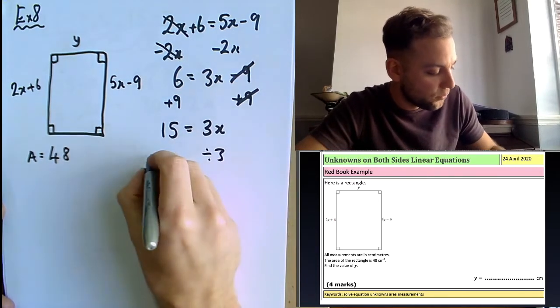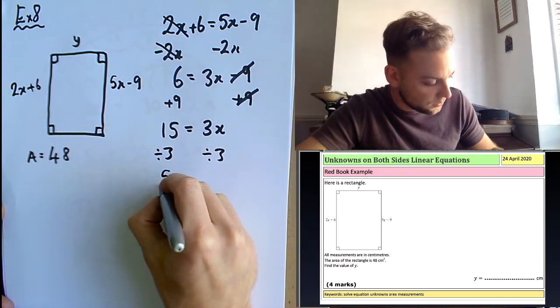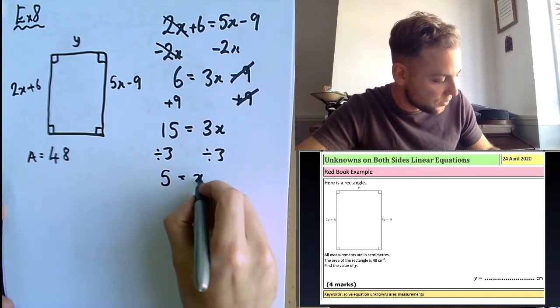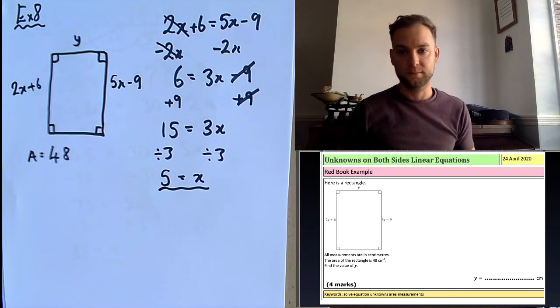My last little stage here is, remember, I'm trying to find x. So divided by 3, divided by 3. 15 divided by 3 is equal to 5. 3x divided by 3 is just equal to x. So I end up with x is equal to 5.